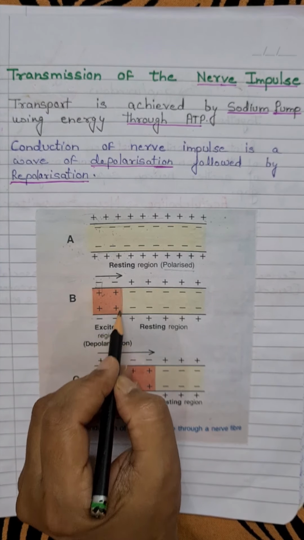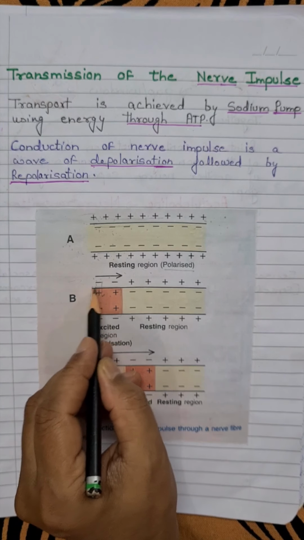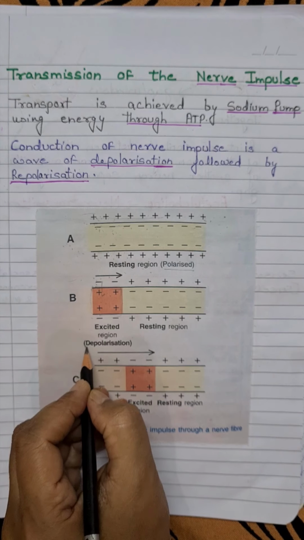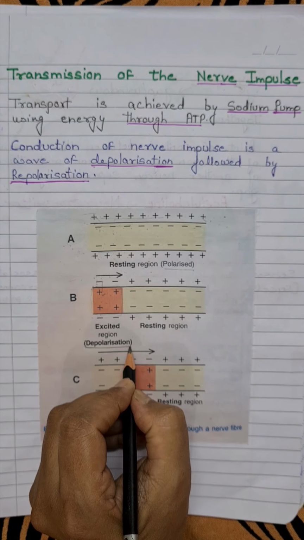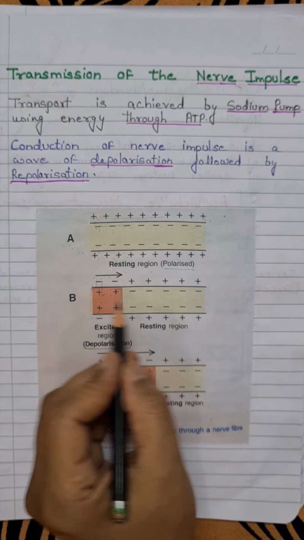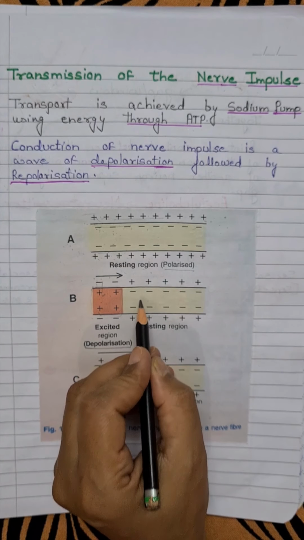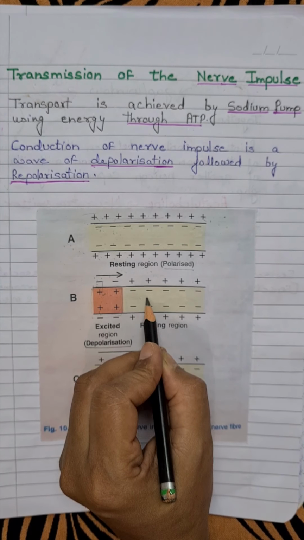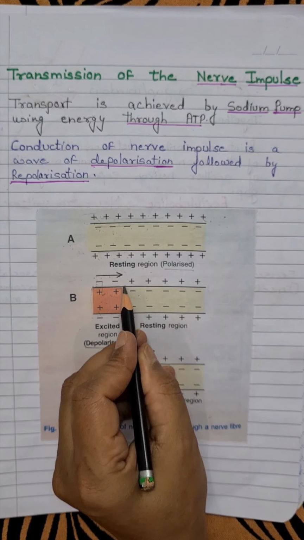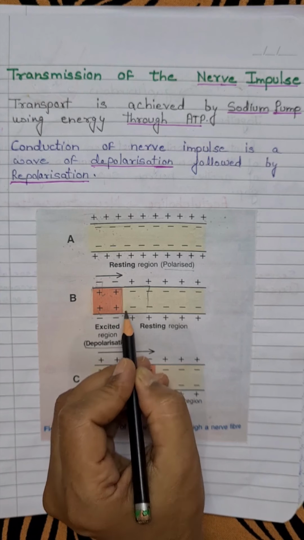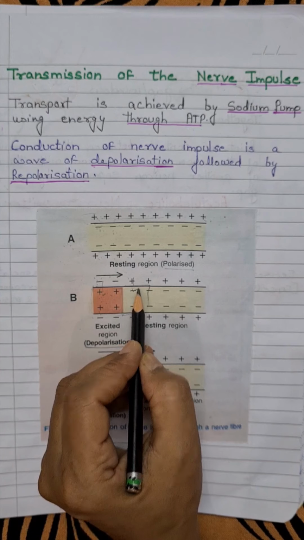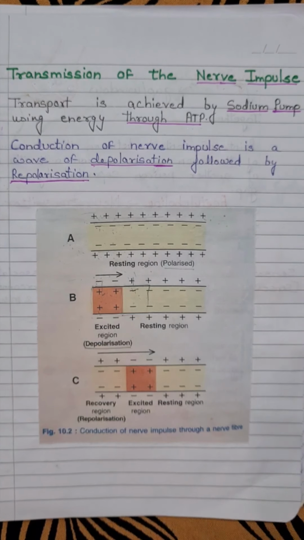So this excited state of the nerve fiber is called a depolarized state or depolarization. Now this depolarized region becomes a stimulus to the next neighboring area or membrane. As it becomes a stimulus for the next region, that part also becomes permeable, and due to the permeable nature, again from the next part, positive charge will move inside and negative will move out.